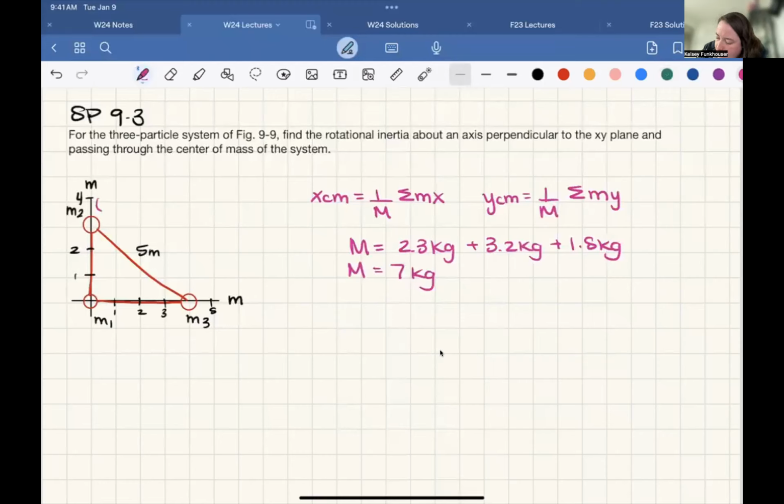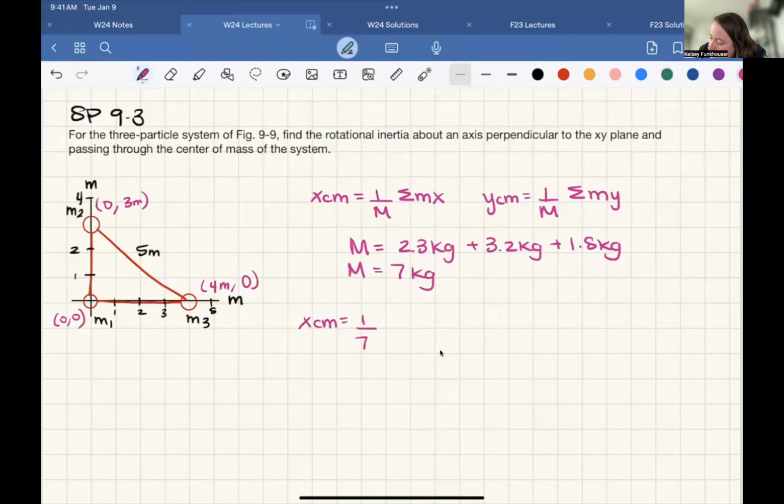Yeah, this one is 0 in X and 3 meters in Y. And this one is 4 meters in X and 0 in Y. And this one is just 0 and 0. Okay, so now let's find the X center of mass.